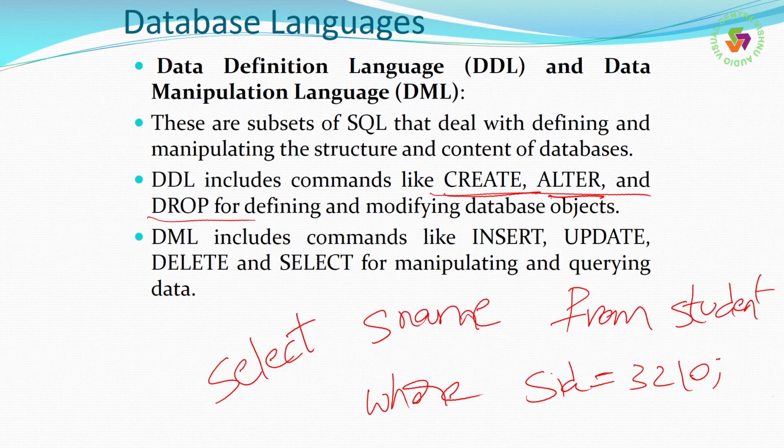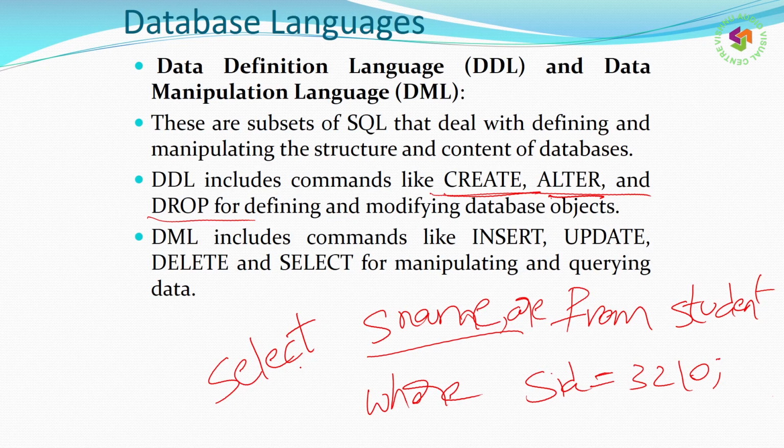3210 roll number name you want, just simply you can give select S name. Or for example, if you need S name comma age, 3210 roll number, if you want that roll number's name and age, his or her name and age, you can give like this: select S name comma age from table name where SID equal to 3210.